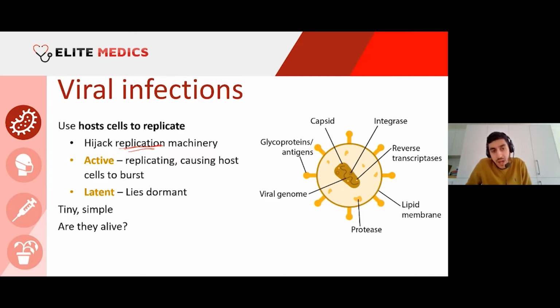And so we have different types: active or latent. Often we see active viruses. An active virus is the one where you have physical disease. That's when it's causing the host cells to replicate and causing those host cells to die out and become viral cells.